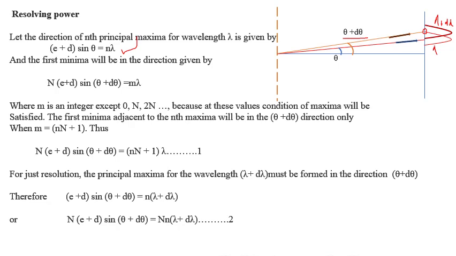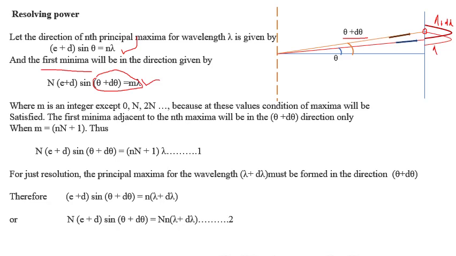We calculate the principal maxima by the grating equation, and you know that (e plus d) sin theta equals n lambda is the grating equation. The minima for a grating is calculated by the equation n (e plus d) sin theta equals m lambda. But because the minima of lambda is formed in the direction of theta plus d theta, instead of writing theta, I am writing here theta plus d theta.